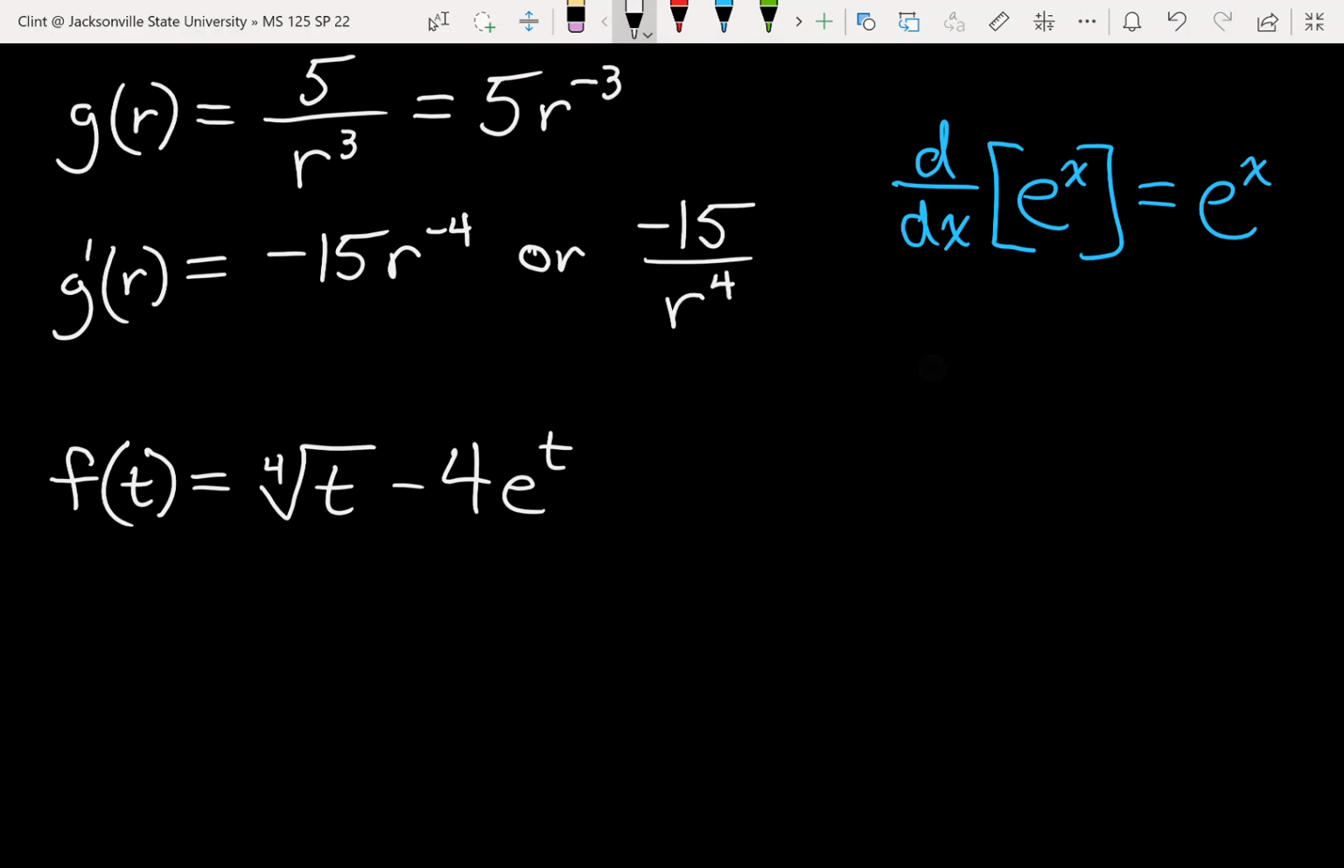So the 4th root part we need to deal with. We need to write it in exponent form. So what would that be? It would be t to the 1/4. The index goes in the denominator. So we haven't done anything but rewrite so far.